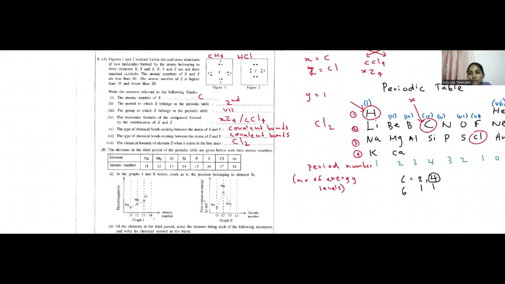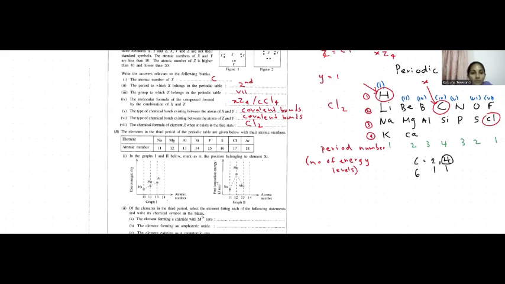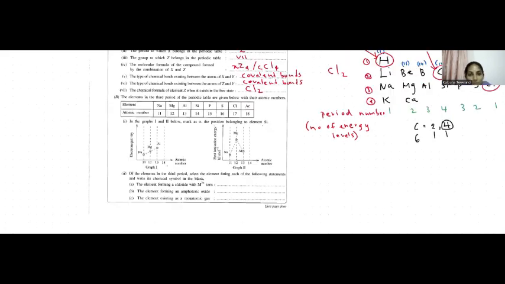By remembering that, let's move to the next part of the question, part B. The elements in the third period of the periodic table are given below with their atomic numbers. Elements: sodium, magnesium, aluminium, silicon, phosphorus, sulfur, chlorine, argon. In graphs 1 and 2 below, mark the position belonging to this element.